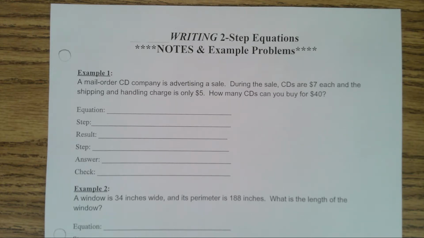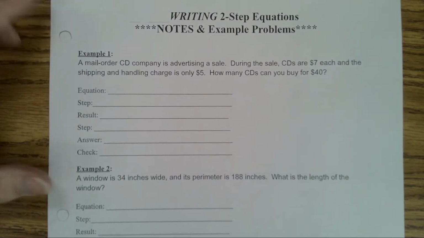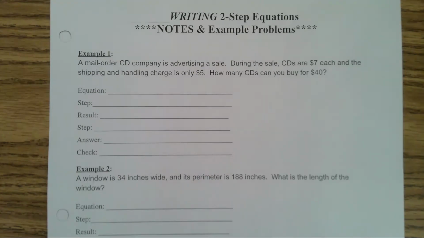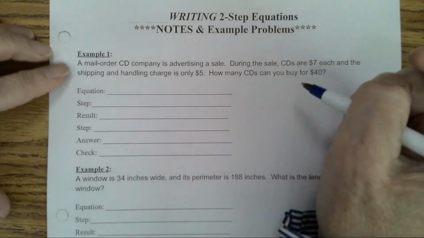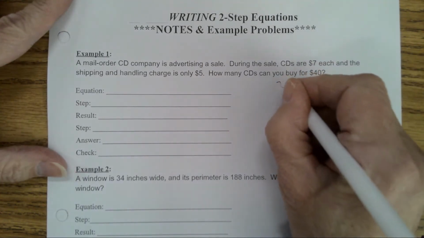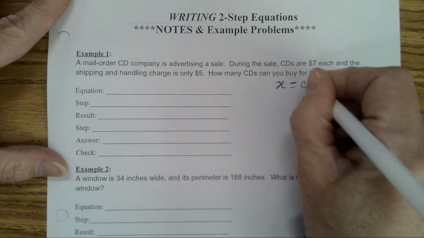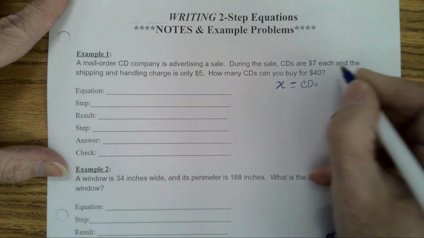In this problem here, it says a mail order company is advertising a sale. During the sale, CDs are $7 each, and the shipping and handling charge is only $5. Now the $5 is for shipping and handling. How many CDs can you buy for $40? First, it doesn't have it on here, but we have to define our variable. I'm going to say X as my variable. You can use something else. X represents the CDs.